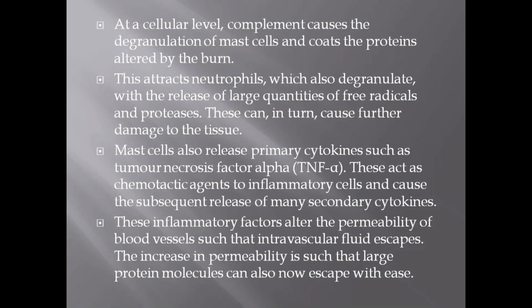Coming to the cellular level, the complement cascades cause degranulation of the mast cells and host proteins altered by the burn. This attracts neutrophils, which also degranulate with the release of large quantities of free radicals and proteases. These can in turn cause further damage to the tissues. These mast cells release primary cytokines such as tumor necrosis factor alpha. These act as chemotactic agents to the inflammatory cells and cause the subsequent release of many secondary cytokines.